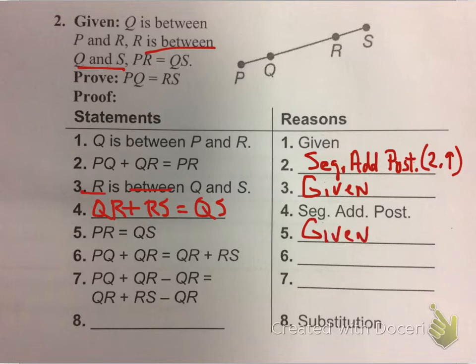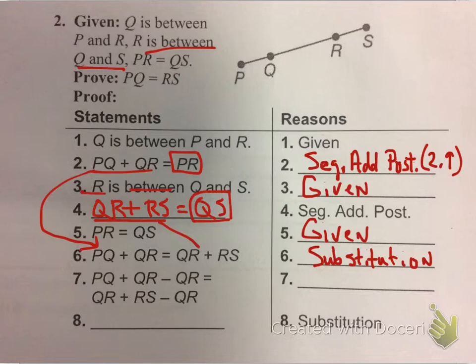Then they add in the third given, PR is equal to QS. Then through substitution, I can get rid of the PR and QS by putting PQ plus QR, and QR plus RS. So I'm substituting, getting rid of those PRs and QSs and putting what they added up to, or what adds up to them.